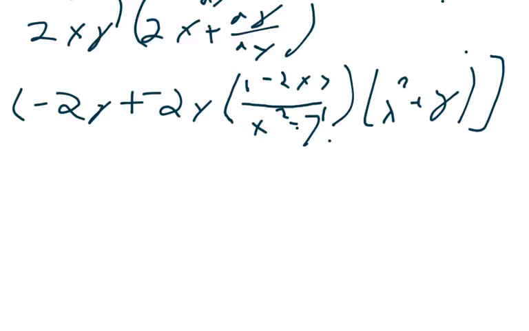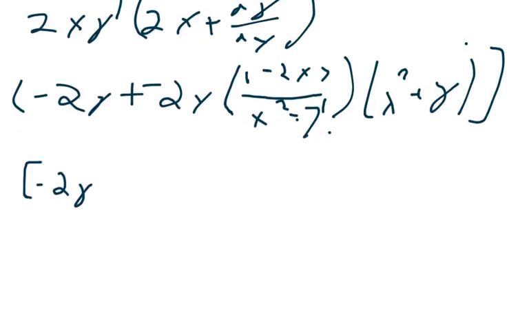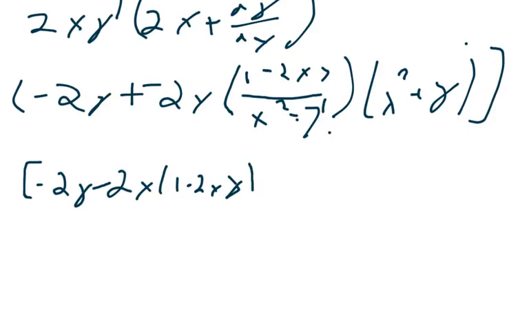So the simplified left-hand side of this equation is negative 2y minus 2x times 1 minus 2xy. And that's the first part.